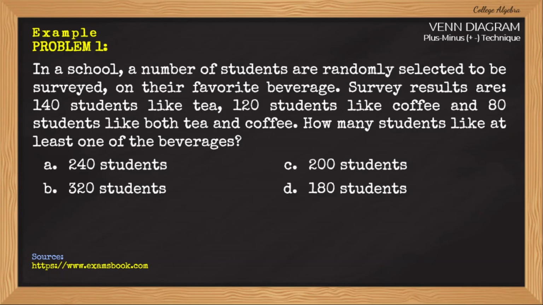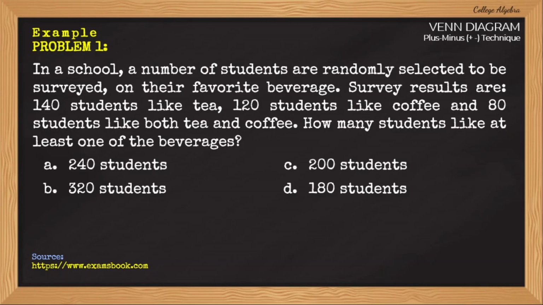So we will solve the same problem as in the last video, but using a different method. This method is called the plus-minus technique. So let us now answer the example problem number 1. In a school, a number of students are randomly selected to be surveyed on their favorite beverage. Survey results are 140 students like tea, 120 students like coffee, and 80 students like both tea and coffee. How many students like at least one of the beverages?